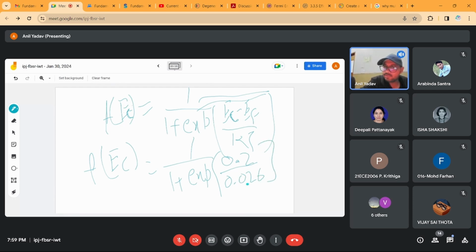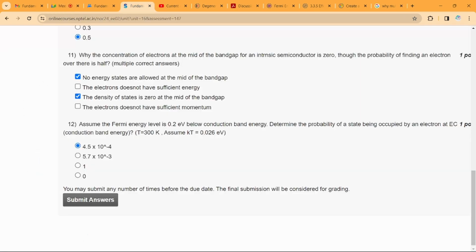Okay, should I solve this one? I will solve that on my mobile. Can anyone solve this? Can anyone just solve it? I've solved it. You have solved it? Yeah. The answer is like 4.5 into 10 power minus 4.